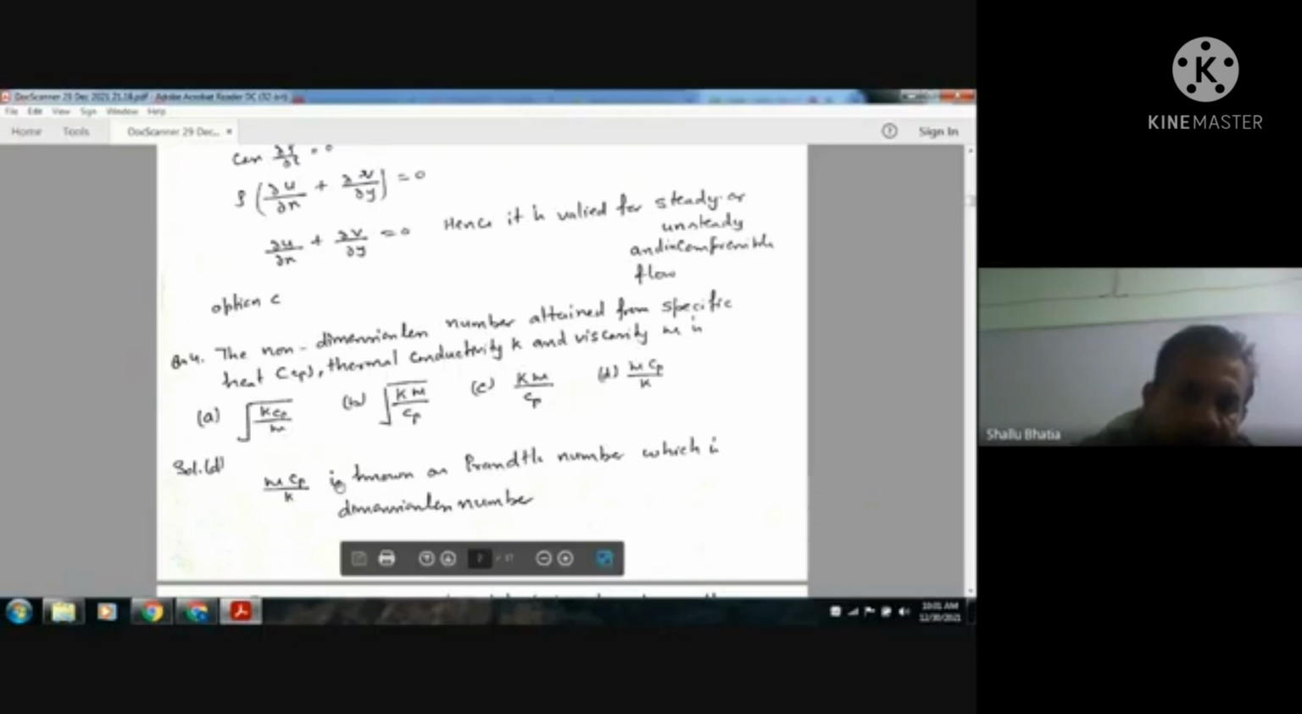Okay, so these are... sorry. So this is mu Cp by K, your dimensionless number. Okay, sorry, this is your Prandtl number. Okay, you have to remember all these. All the numbers, Reynolds number, Prandtl number, Stanton number, and these are dimensionless.